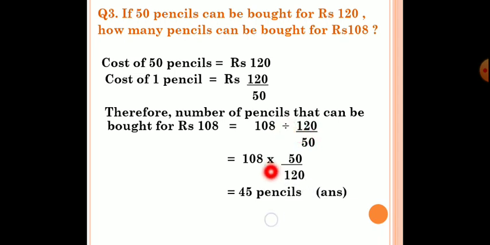So this division in the next step will be converted into multiplication, and 120 by 50 will get reciprocal as 50 by 120. So on further solving this, we'll get the amount as 45. Therefore, 45 pencils can be bought for rupees 108.